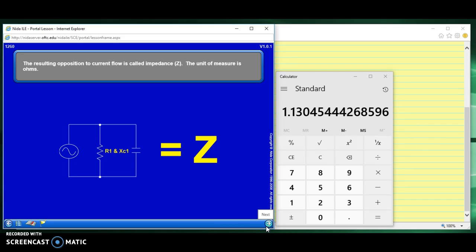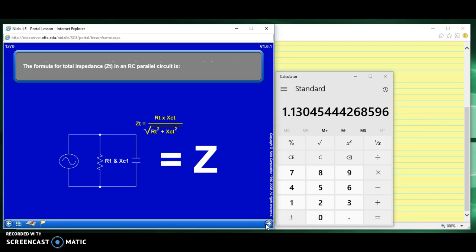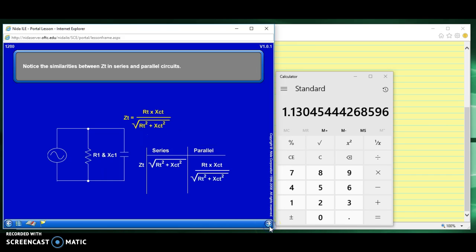So this is called impedance. So here is another formula, impedance being Z. And look at here, sports fans, is this great or what? So ZT is equal to R total times X of C total over the square root of R total squared plus X of CT squared. So there's your formula to definitely write down. You try to memorize that one and get it right every time. It might take a little while. Not saying you can't, but definitely want to have it written down.